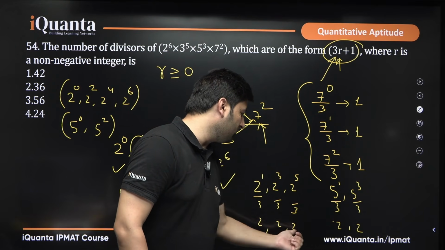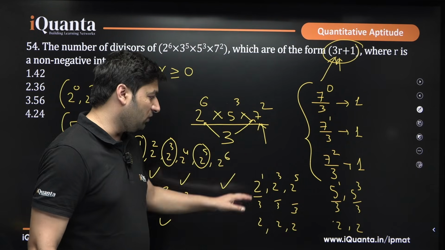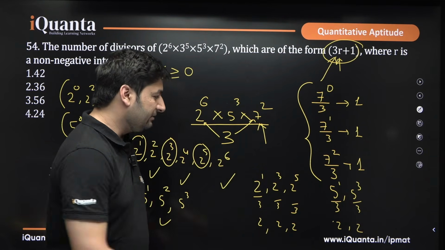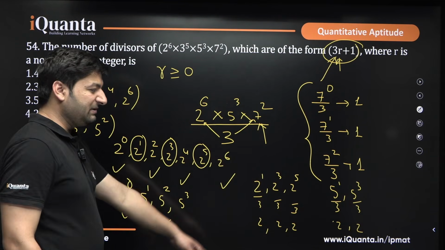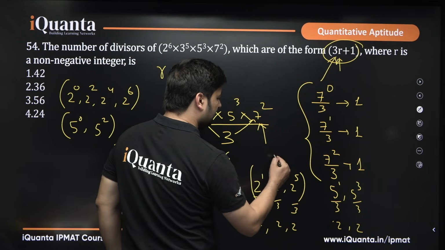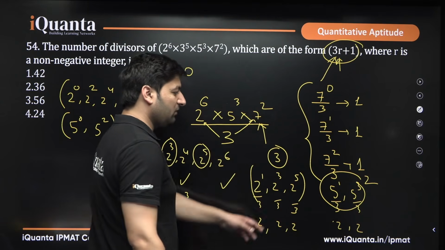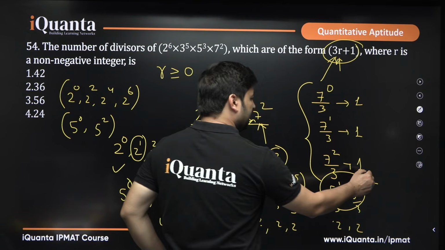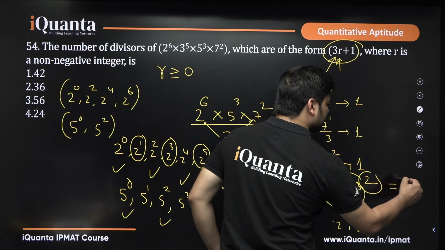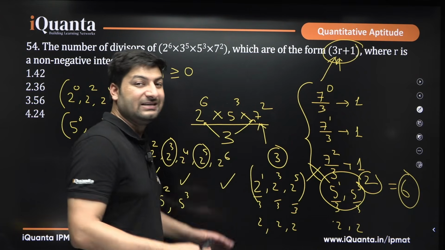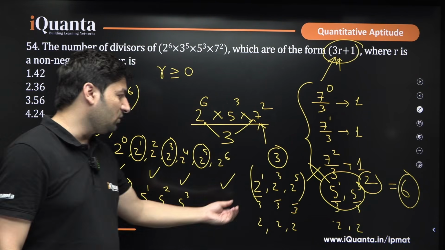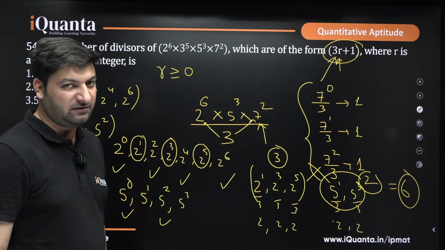Any of these multiplied with any of these is going to generate a 4, 2 into 2, 4. Any combination of these 3 and these 2. That means there are 3 powers possible here, 2 powers possible here of 5, which are 1 and 3. So, 3 into 2, total 6 such combinations of 2 and 5 which are going to give me remainder 1.